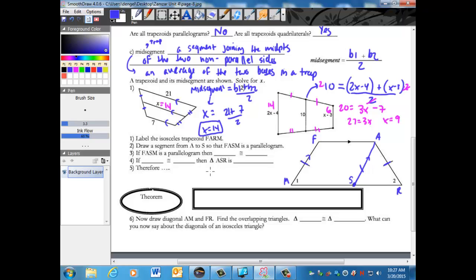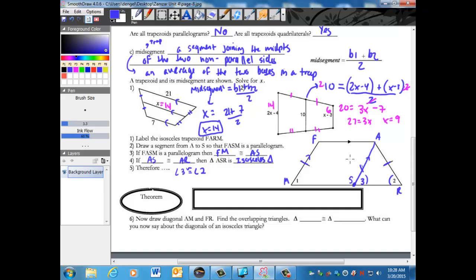Alright, if FASM is a parallelogram, then what I just said is that the opposite sides are each congruent, so FM is congruent to AS. Furthermore, I can say if AS is congruent to AR in the shape on the right, then triangle ASR is now an isosceles triangle. Alright, since we have an isosceles triangle, let's put an angle 3 here. Therefore, I can say that angle 3 is congruent to angle 2. Why is that? Because these two sides are the same, which makes these two angles the same.